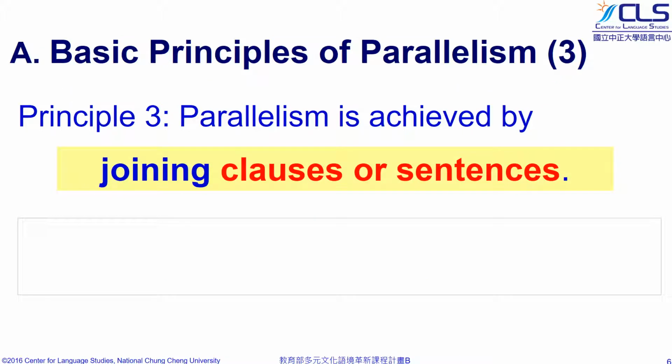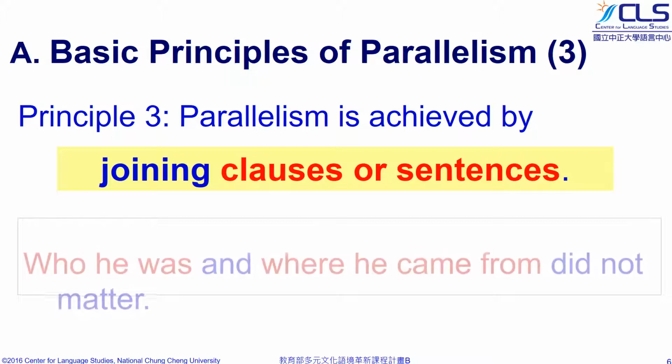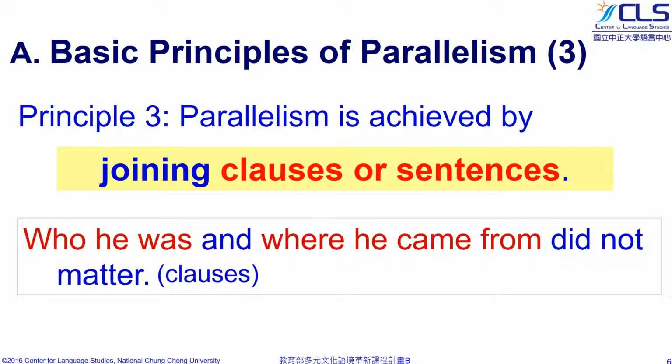Parallelism is also achieved by joining clauses or sentences. Let's look at the examples. Who he was and where he came from are two clauses connected by the connector and.